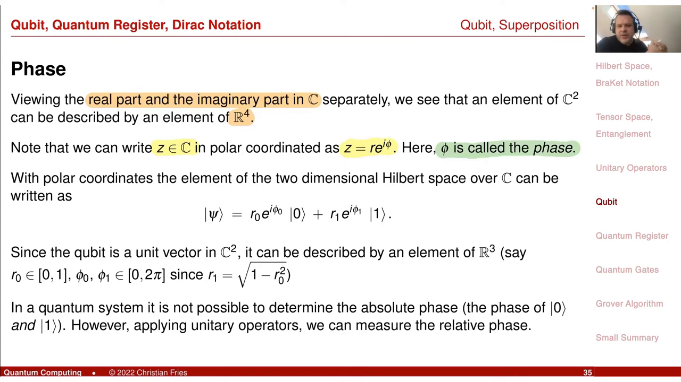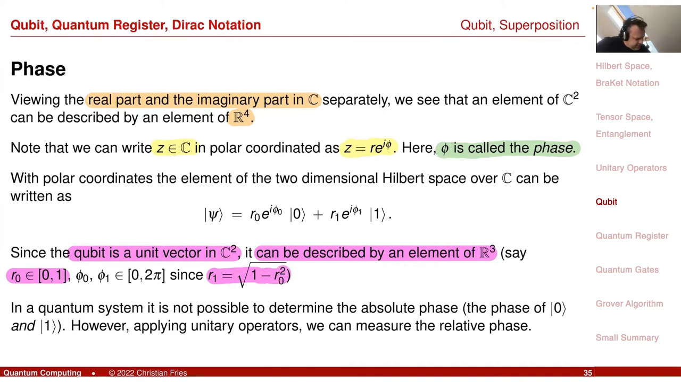So now I'm in a two-dimensional Hilbert space. I could write any element as r0 e to the i phi 0 plus r1 e to the i phi 1, multiplied with the respective basis vectors, ket 0 and ket 1. Since the qubit is a unit vector, this is a restriction, and one r goes away. Actually, I just have r0, due to being a unit vector, between 0 and 1. The other one is then the square root of 1 minus r0 squared, and two phases.